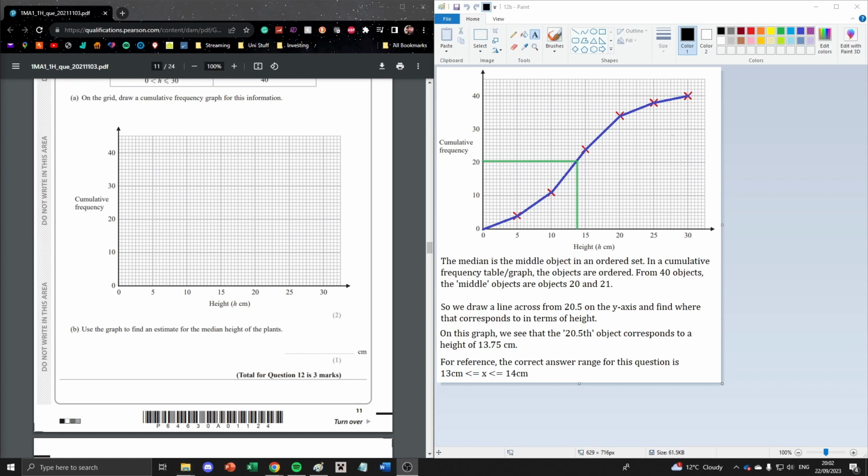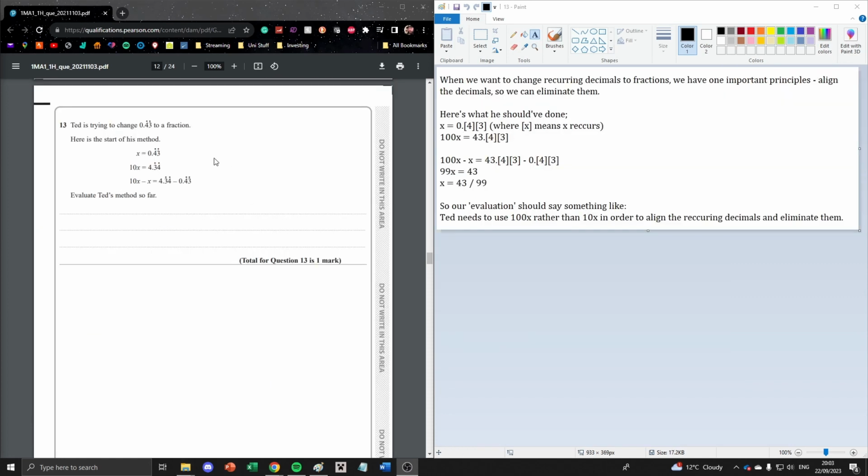Question 13 looks at changing recurring decimals into fractions. So Ted has tried to change 0.43 recurring into a fraction, and he's done this. He's said x is 0.43 recurring, 10x must be 4.34 recurring, and then if we do 10x minus x, we get 4.34 recurring minus 0.43 recurring. And we're asked to evaluate Ted's method so far.